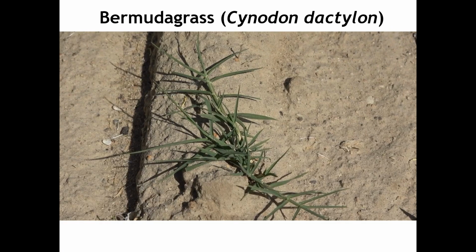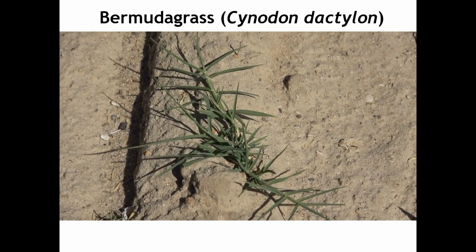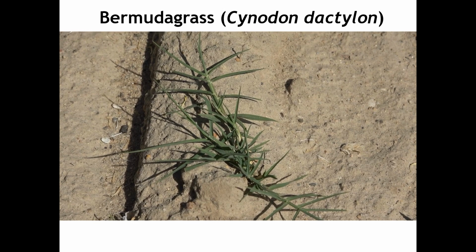Another grass that we see commonly in cropping systems is Bermuda grass, and this is a perennial grass. It is dormant during the winter, but it has stolons that we talked about early on in the videos, and that helps in its reproduction.